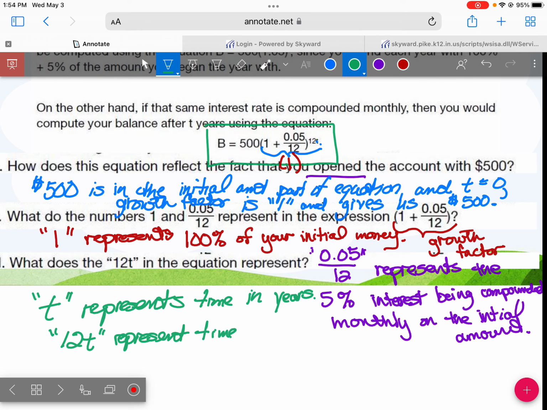Time in months. Yeah. In months for T number of years. So if T is 3, then 3 times 12 would be 36 months. 12T represents time in months for T number of years. So if you're compounding monthly, you want to be using to the 12T power. Okay?